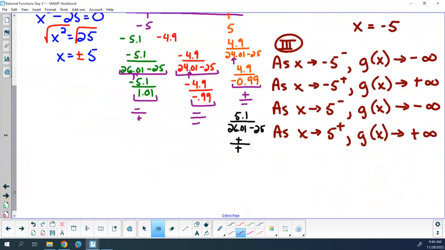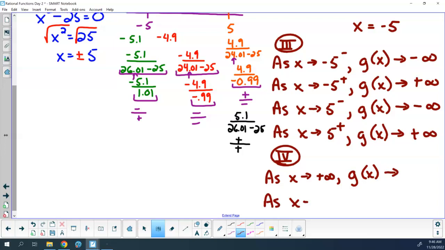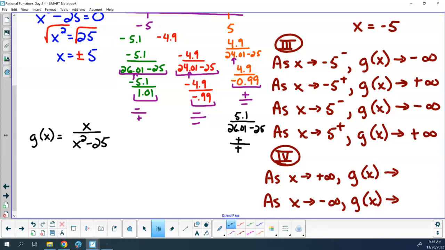And then lastly, we've got our end behavior as x is going to positive infinity. What's our function going to do? And as x approaches negative infinity, what is our function going to do? Our function again was g of x is equal to x over x squared minus 25.